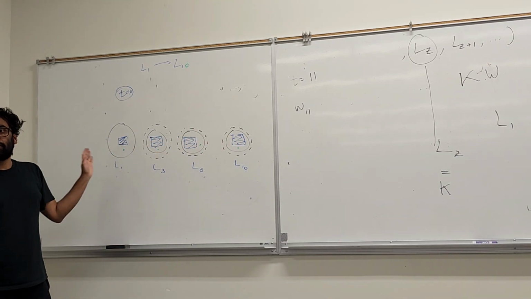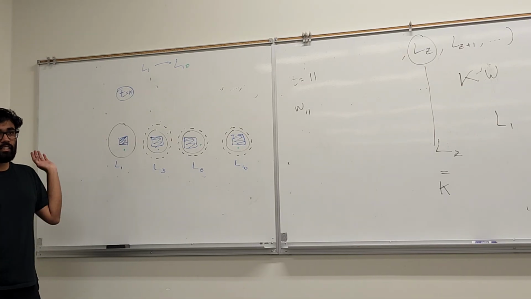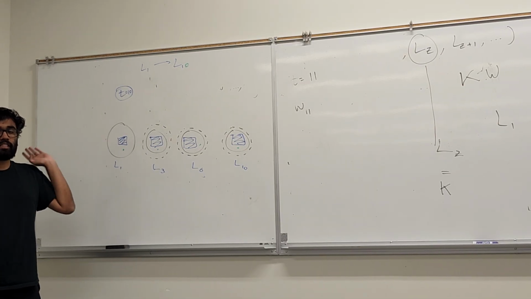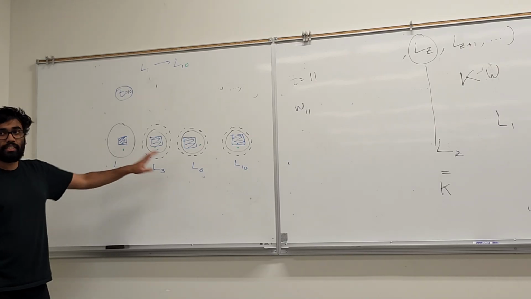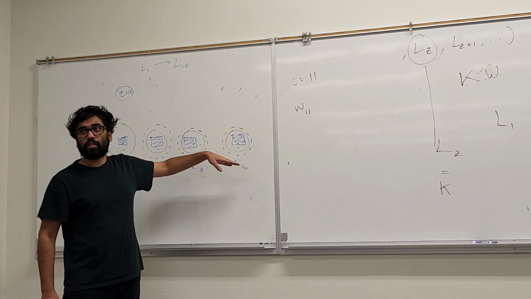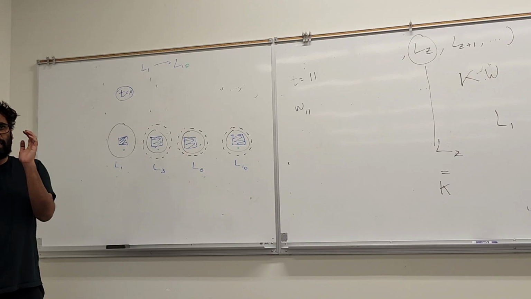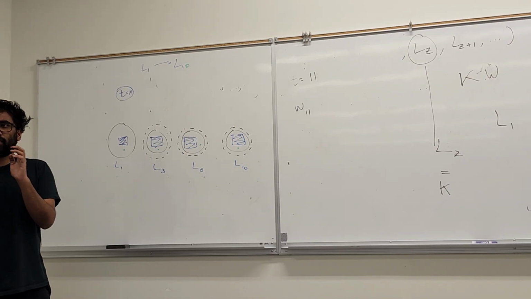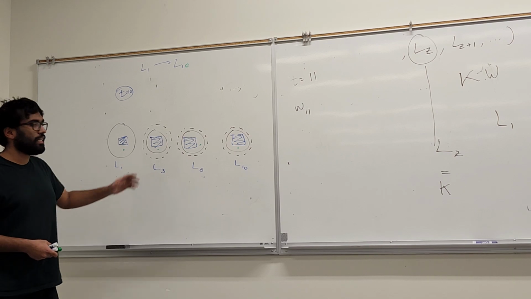I check if WT is in all languages from this critical set, strictly critical set. If it is, then I output the smallest one. I select the smallest one. So you see, I'm slowly decreasing the size of the language under consideration. Okay, this is case one.